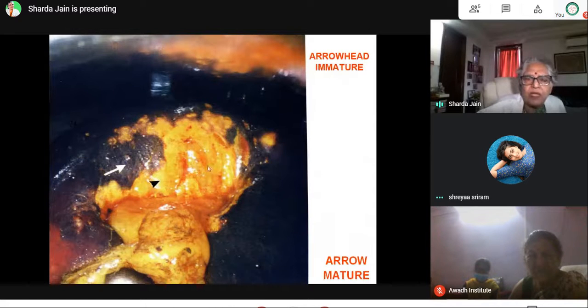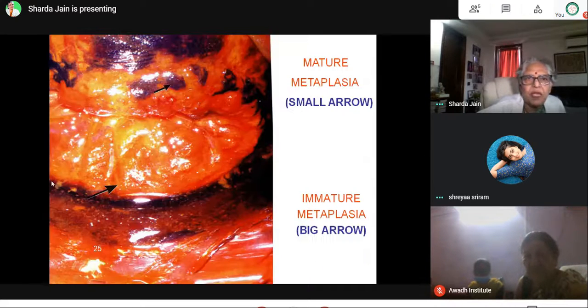Now, if one has to take a biopsy, the black area shows it is mature squamous epithelium. And the yellow area, the turmeric-colored area, is the abnormal area. The biopsy has to be taken from this area. Do not take the biopsy from the black area. If we have to pick, you have to take the biopsy from where the yellow area is.